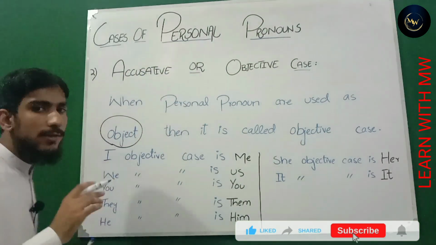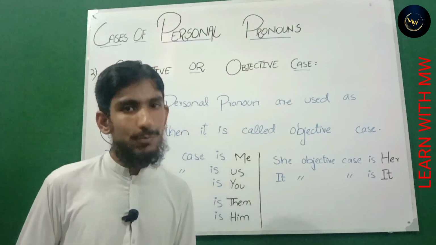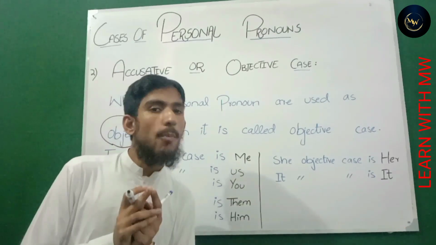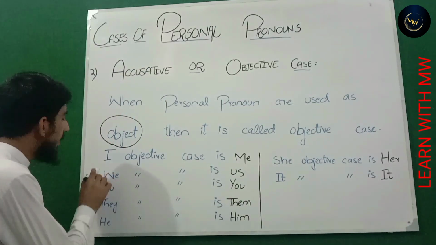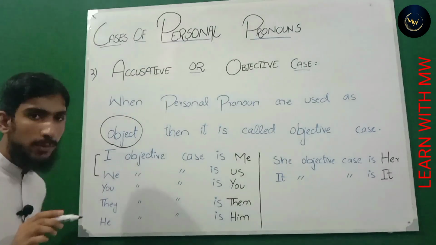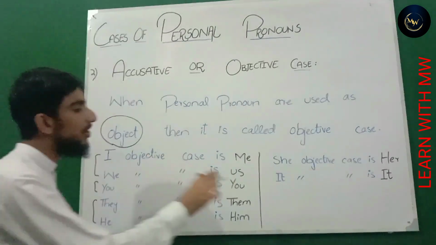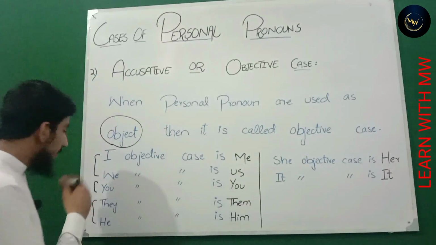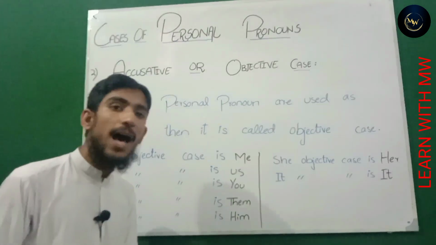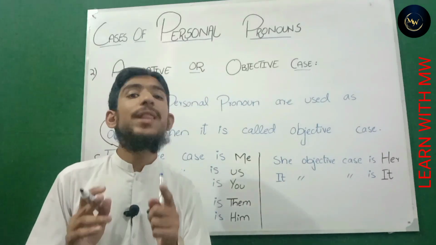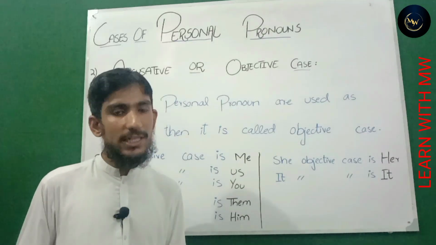For example, we have learned in the first case of the personal pronoun that when personal pronouns are used as a subject, we call it the nominative case or subjective case. So remember that I and we are first person pronouns, you is the second person pronoun, and he, she, it, they are third person pronouns. So I, we, you, they, he, she, it fall in the category of the nominative case because these personal pronouns are used as subjects.